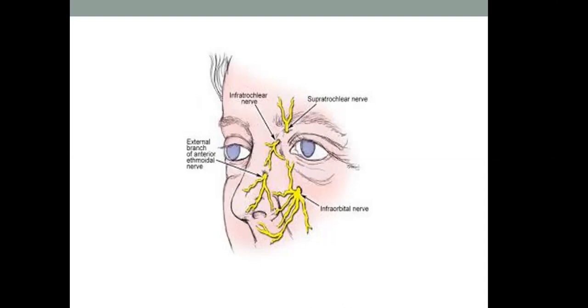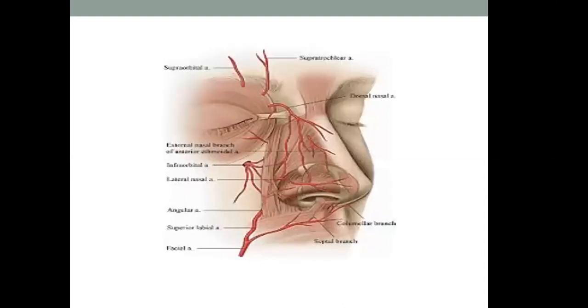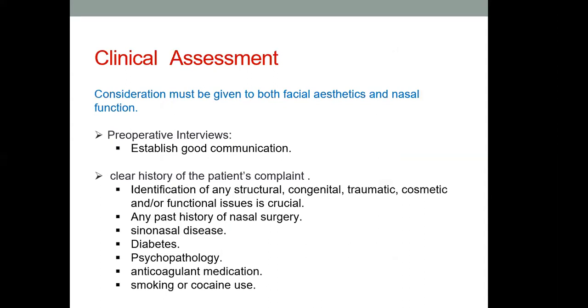and subnasal area. So this is the arterial supply, which is coming from the external and internal carotid, mainly by the external carotid coming from the internal maxillary as the infraorbital artery and facial artery, divided as angular and superior labial artery. So now I'll talk about the clinical assessment.